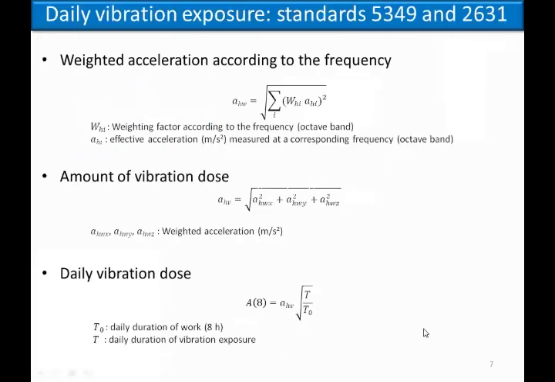To prevent these symptoms, standards and guidelines have been developed in the world of work. We compute the amount of vibration dose from the accelerometric measurements with this equation, taking into account the vibration frequency of the measurements. From this data, it is possible to calculate a daily vibration dose acceptable during 8 hours of work. We applied this computation to the cycling condition.